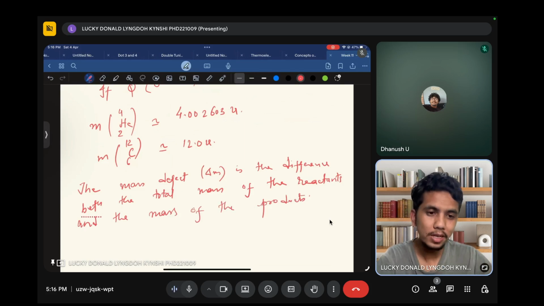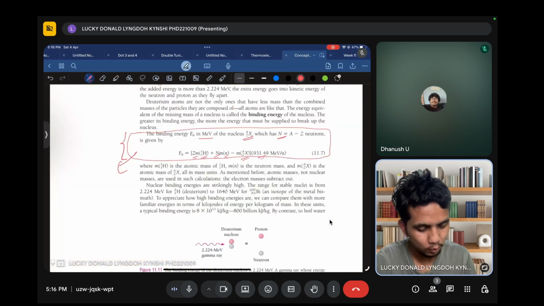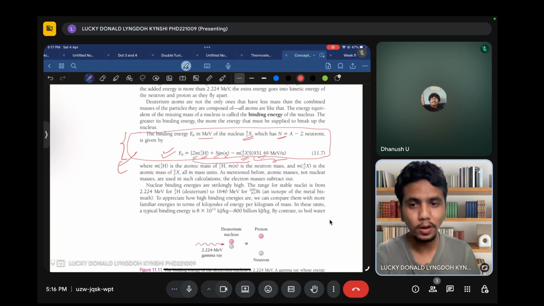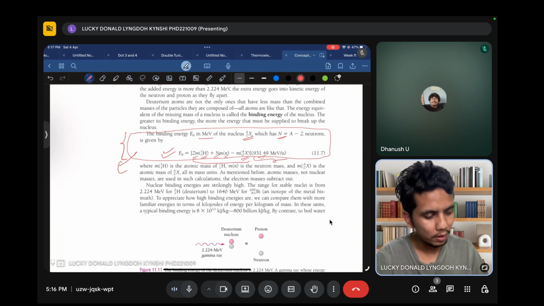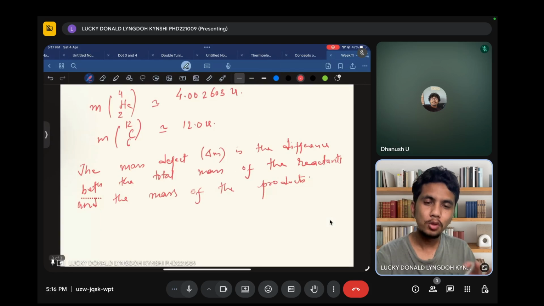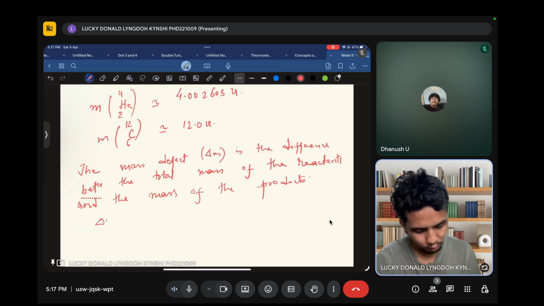So this is the same thing like we saw in the binding energy from the concept of modern physics, this equation. This is the same thing, except that here we have multiplied with 931 MeV per U. That is why you get the energy term. Otherwise, if you include only this mass term, you call it a mass defect. The first term here is called a mass defect, and if you multiply with 931.49, you get the energy. So that is called a binding energy. So same thing here, the mass defect is actually the difference between the mass of the reactants and the final mass of the product. It's simple.